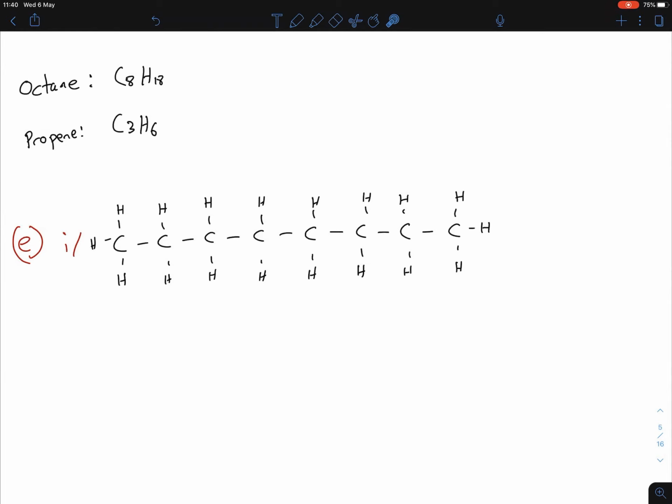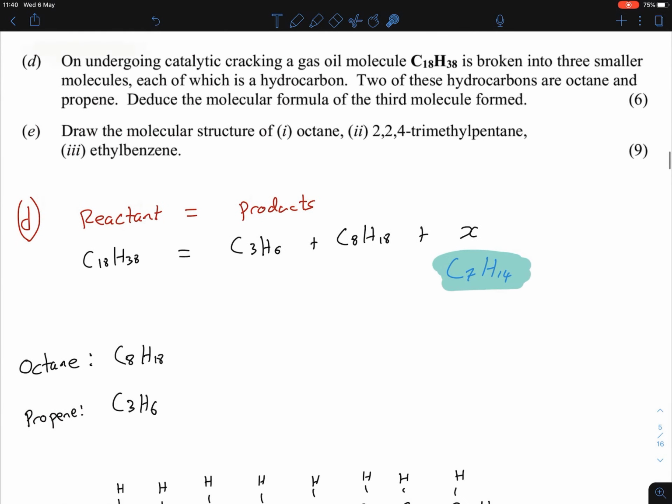So 1, 2, 3, 4, 5, 6, 7, 8. So octane is here. Grand. Next, I think it was ethyl benzene, something like that. Oh no, sorry, that's part 3.